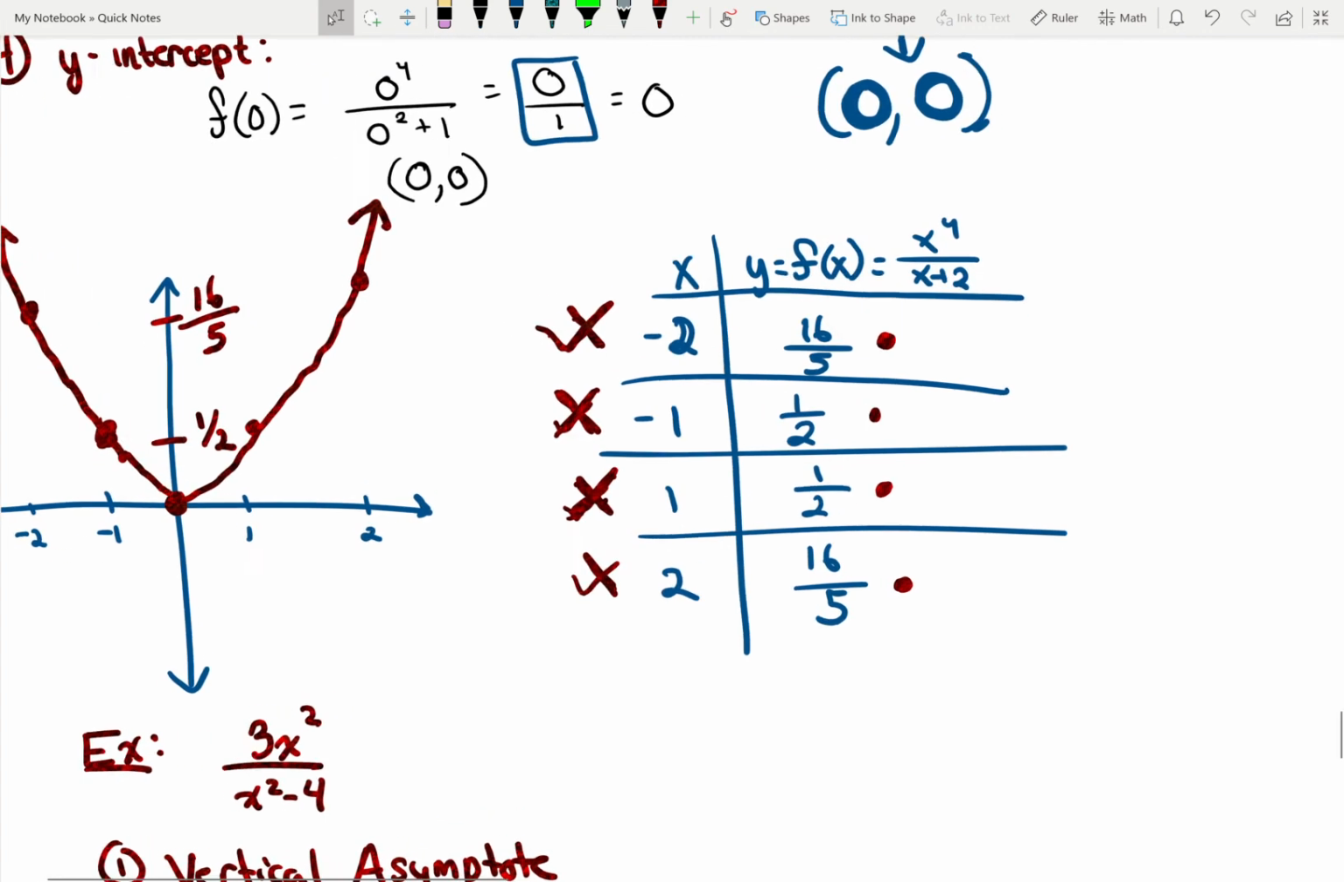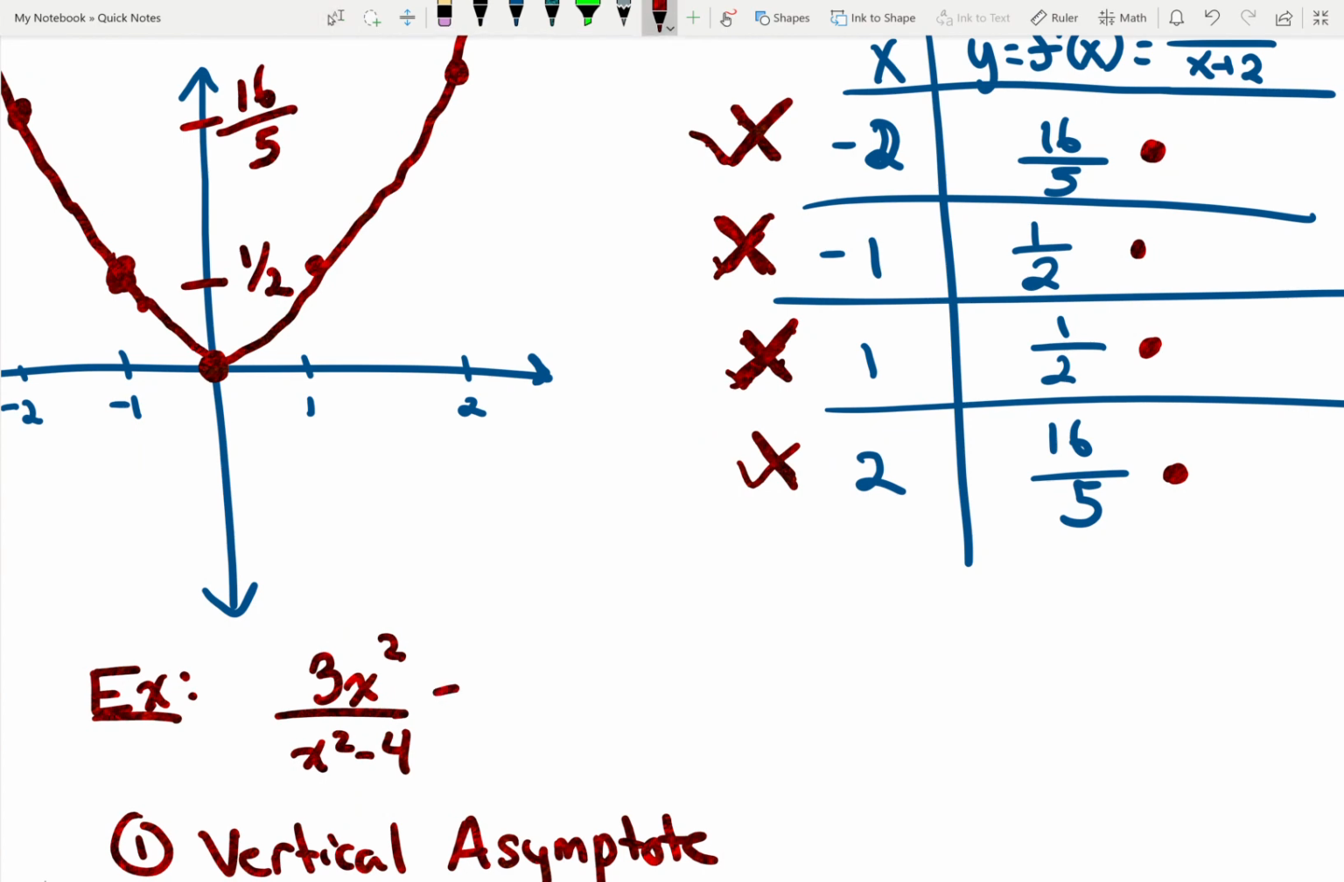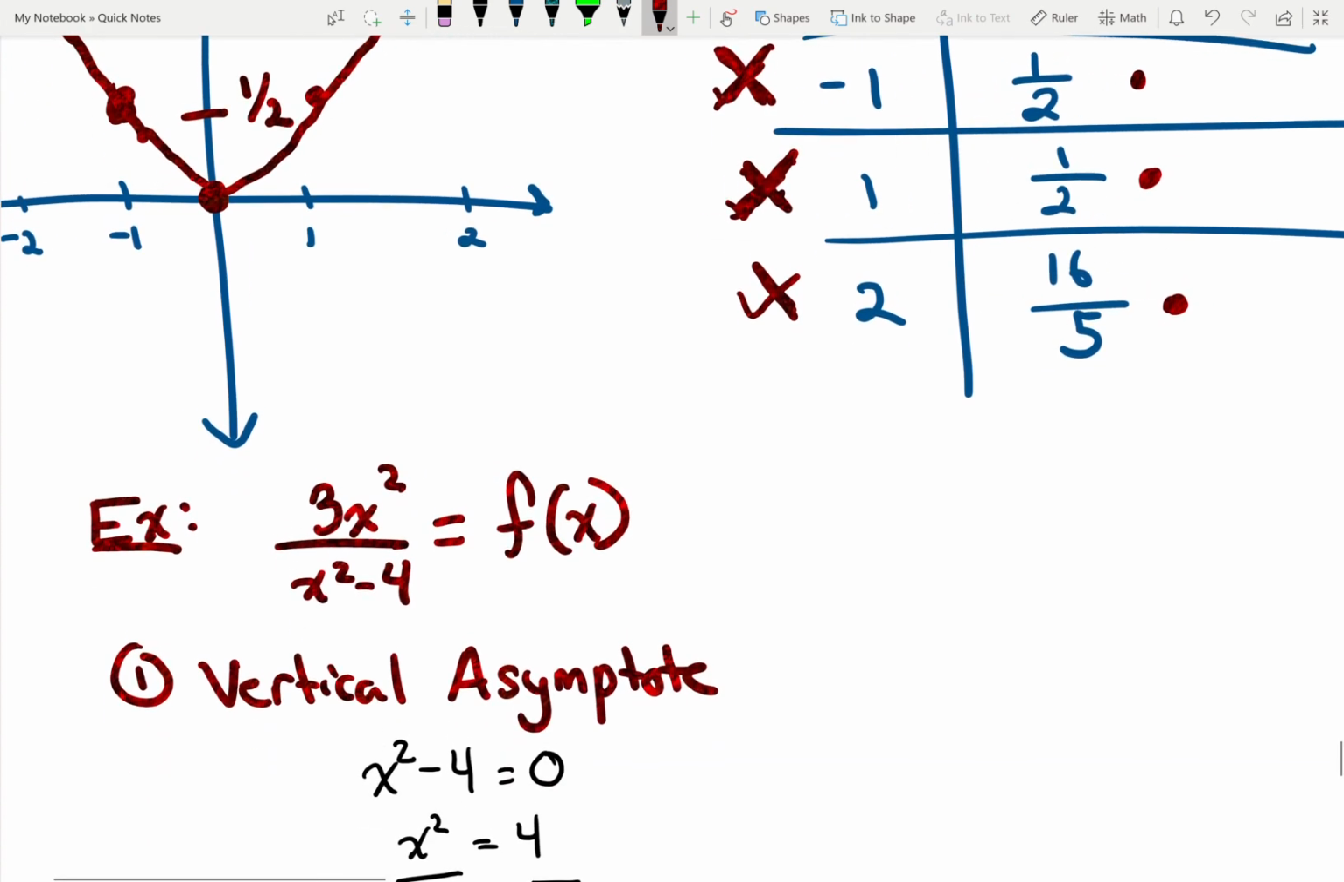So here we go. Let's just get rid of it. So our last one is right here. F of x equals 3x squared divided by x squared minus 4. Of course, we follow the same procedures where we find the vertical asymptote by setting the denominator equal to 0. So x squared minus 4 equals 0.